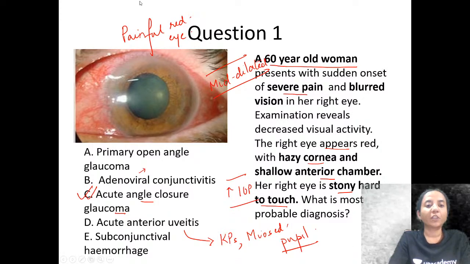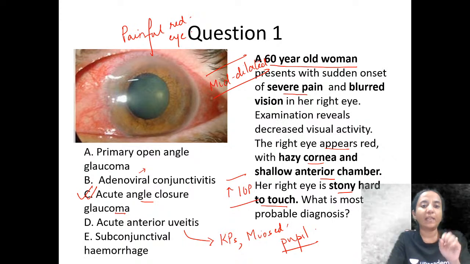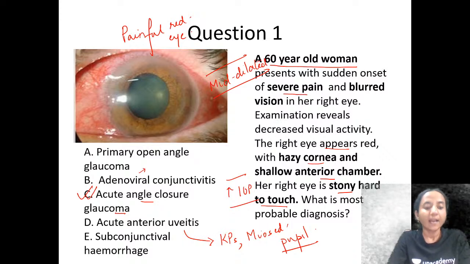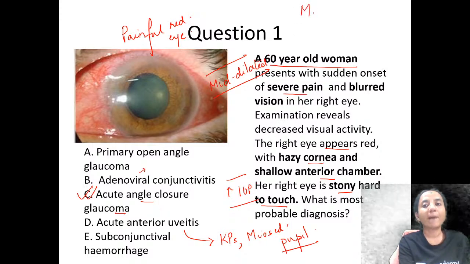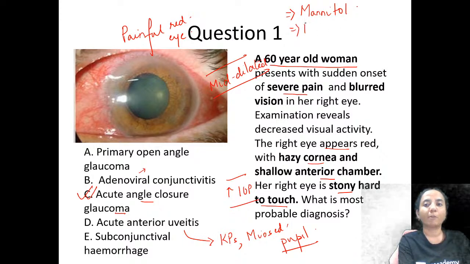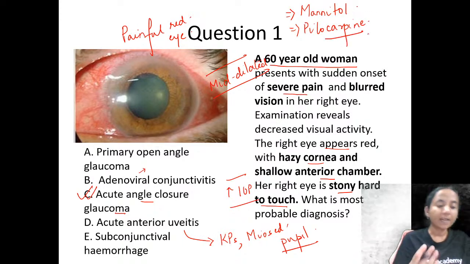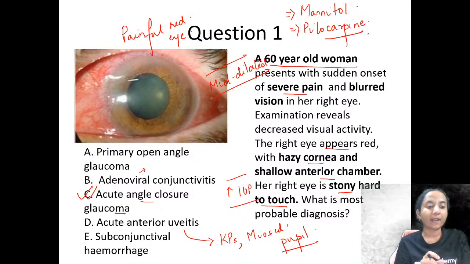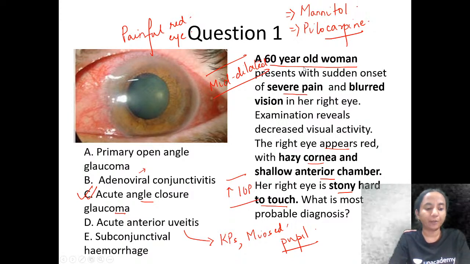Okay, so what is the drug of choice for this? The drug of choice for this condition is something which is going to myose the pupil, constrict the pupil and break the acute attack. So the drug of choice is pilocarpine. But pilocarpine does not act if the pressure is very high. So first you have to reduce the pressure by giving mannitol. Mannitol is the first drug that you have to administer in this condition. It helps to reduce the intraocular pressure below 40. And then if you give pilocarpine eye drops, that is going to constrict the pupil and break the acute attack. So pilocarpine is the drug of choice because it is the drug that is going to break the attack, but the first drug to be administered is actually mannitol.